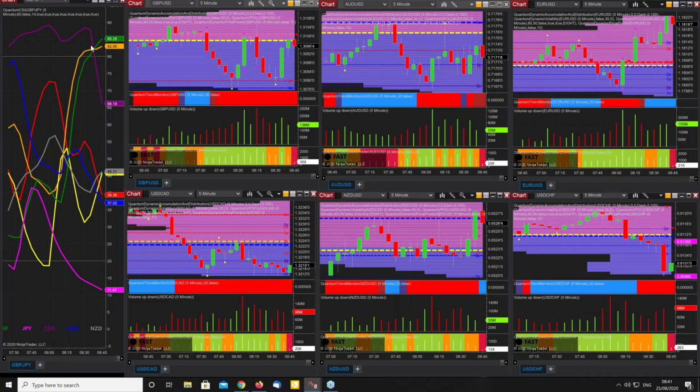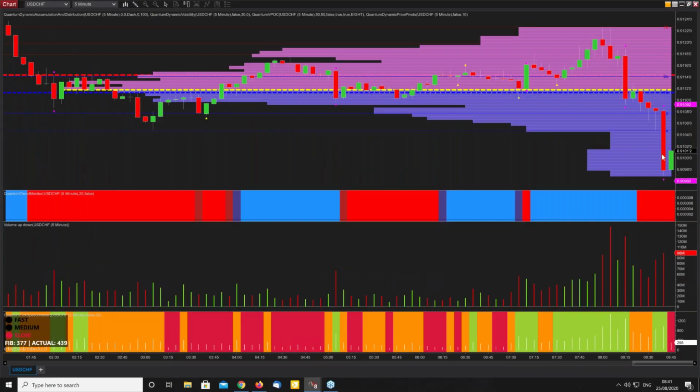You're seeing euro rising strongly and the dollar falling strongly. Equally, if we look at the Swiss franc, we've got buying of the Swiss franc, we've got selling of the dollar. So if I wanted to buy the Swiss franc, I'd be selling dollar Swiss. We've got a nice big volatility candle coming here.